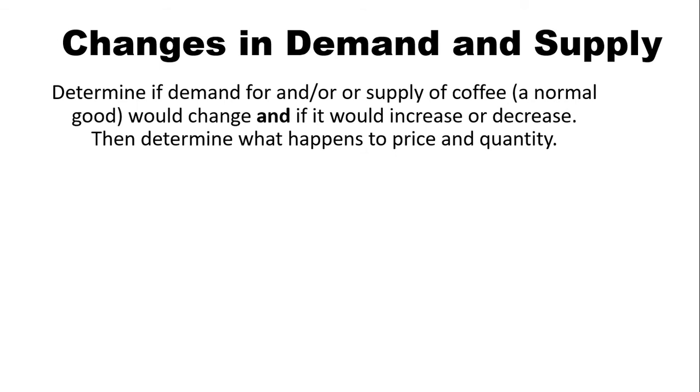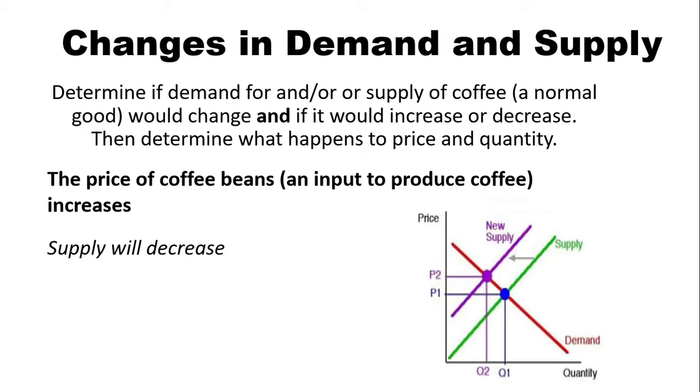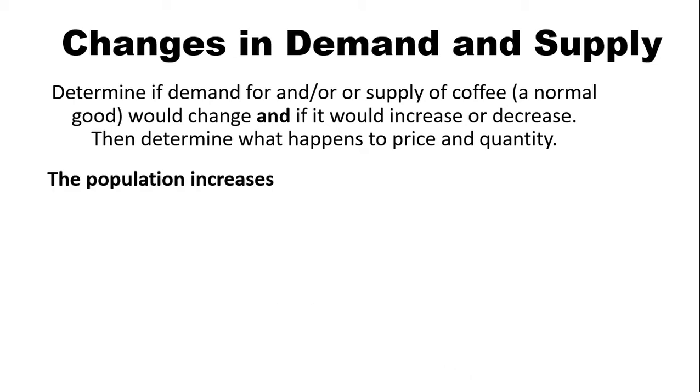Again, all of these we're going to talk about coffee. So the price of coffee beans, which are an input to produce coffee, goes up. So that's one of our factors of production. If the price of one of our inputs goes up, what's going to happen to the supply? Supply is going to decrease. If supply decreases, that means it's going to shift to the left. When we shift to the left, price goes up and quantity goes down. Price increases, quantity decreases.